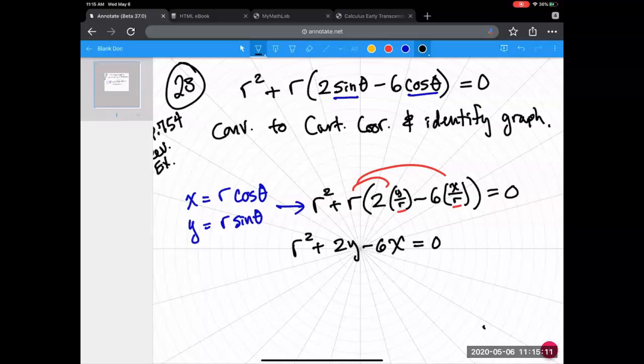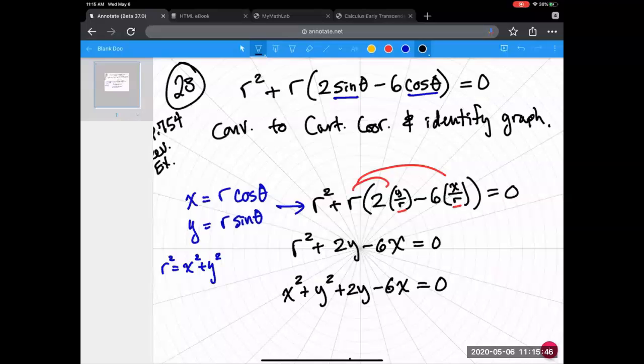So that's nice. And then r squared is x squared plus y squared. So that's another thing we have over here, that you have r squared equals x squared plus y squared. So if I replace the remaining r squared with that, then I get x squared plus y squared plus 2y minus 6x equals 0. So now I've completely converted it into Cartesian coordinates. And I can just look at that and see it's a circle.